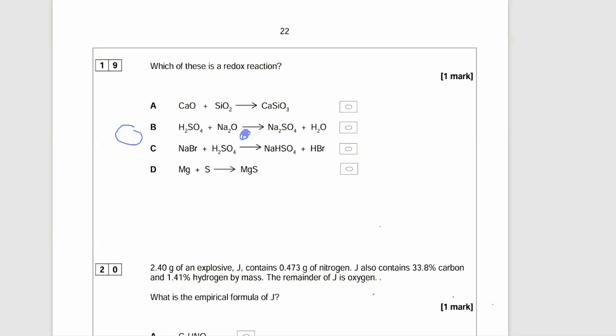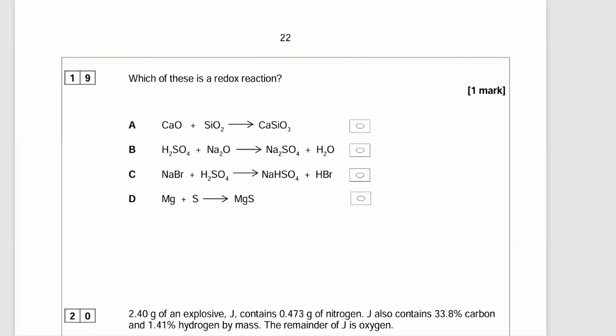Oh my gosh, we're nearly there. Question 19. Which of these is a redox reaction? So what I want to do, calcium oxide plus silicon dioxide. You should remember that metal oxides are basic and non-metal oxides like silicon dioxide, SiO2, are acidic. So this is going to be a neutralization reaction.